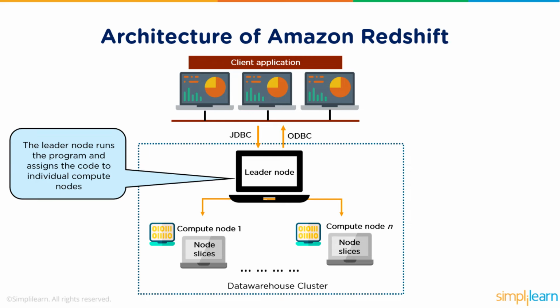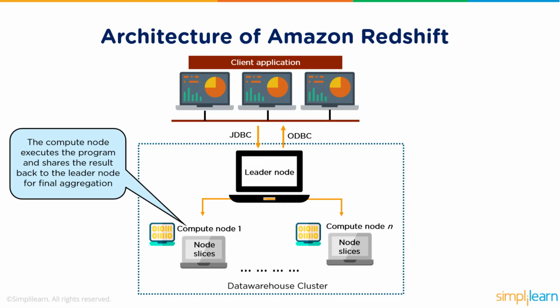So that is what we are going to see in the next slide: the leader node runs the program and assigns the code to individual compute nodes, and the compute nodes execute the program and share the result back to the leader node for the final aggregation, and then it is delivered to the client application for analytics or whatever the client application is created for.